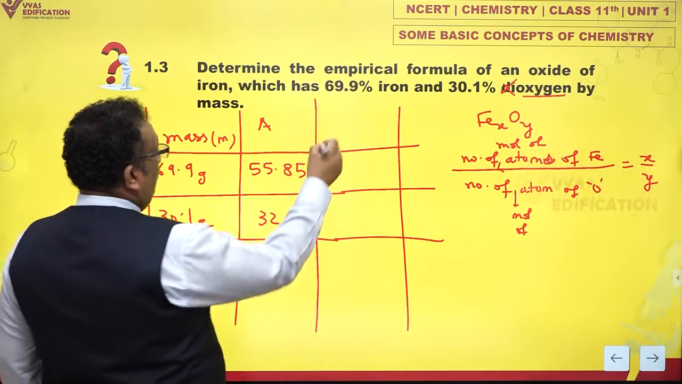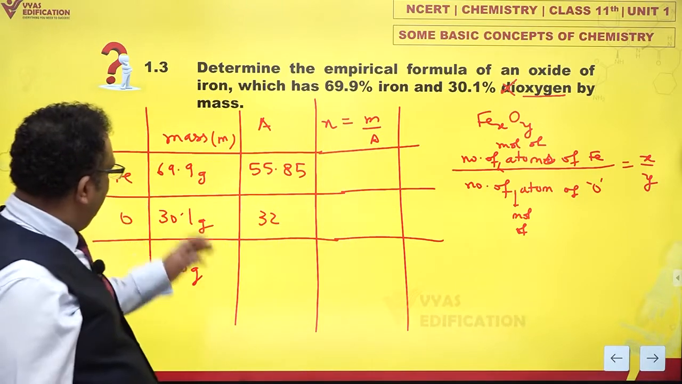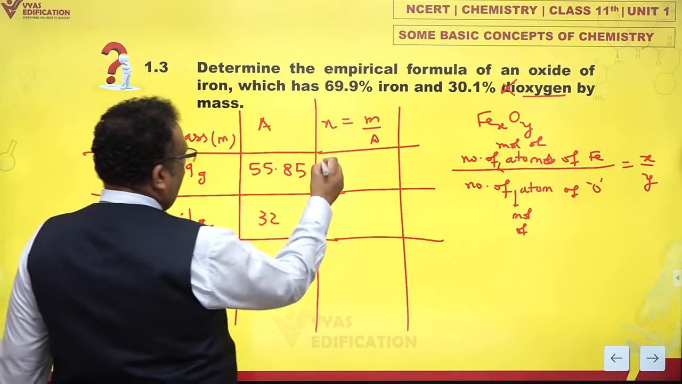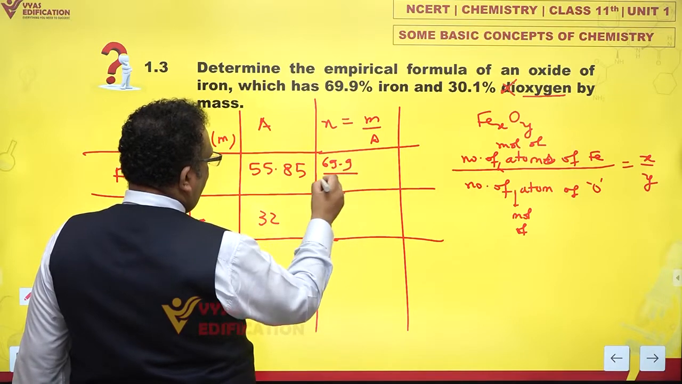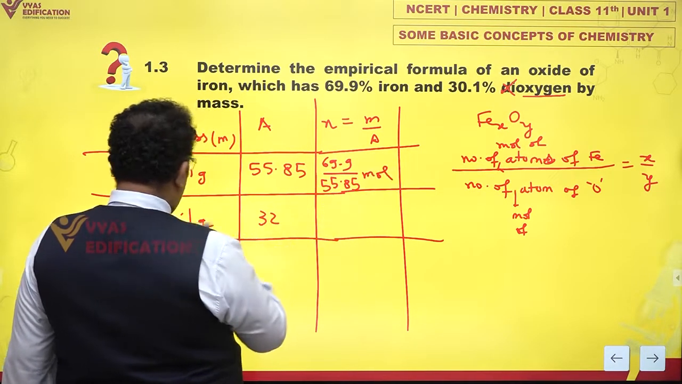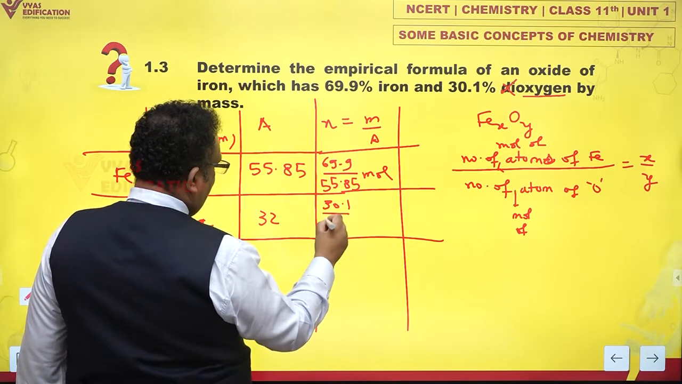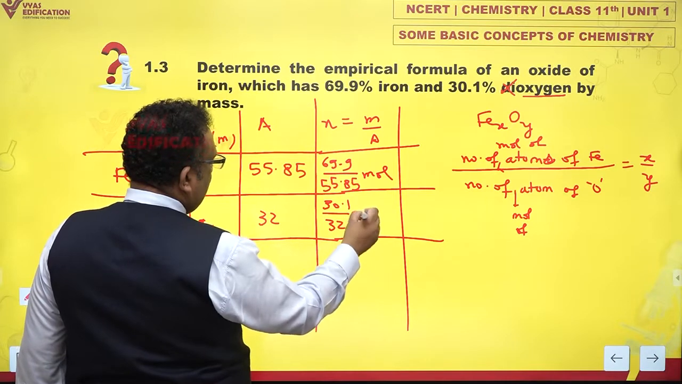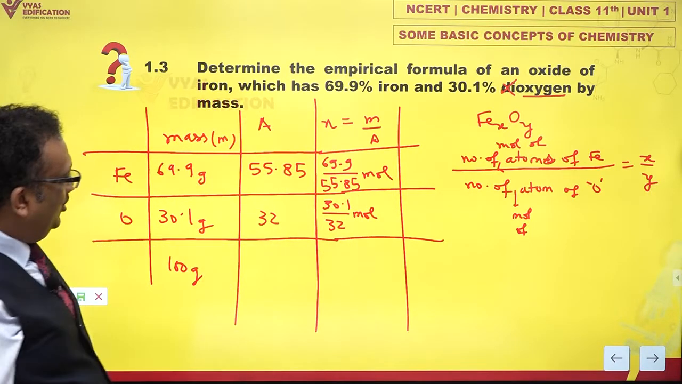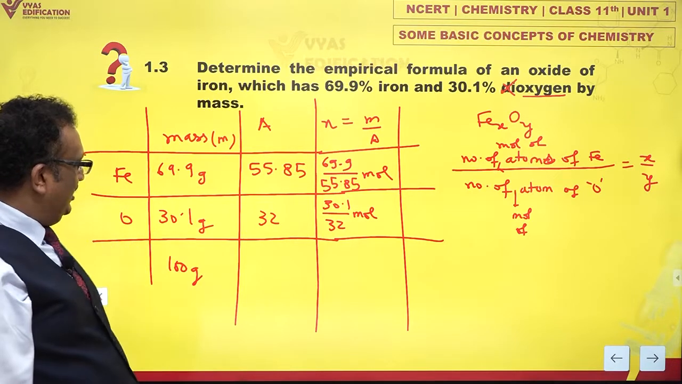And what do you get? Moles is mass by atomic mass. Can I find this? Yes. It is 69.9 divided by 55.85 moles. And this is 30.1 divided by 32 moles. Oh my God. This is it? Yes, this is it. Can we calculate that?